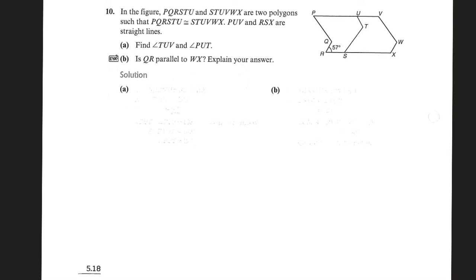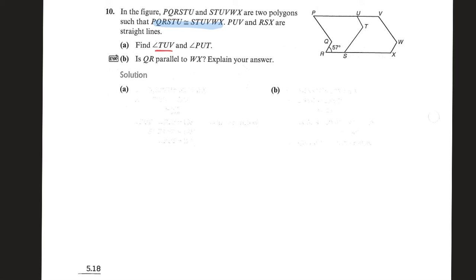Lastly, let's take a look at a harder question. This is a question with 1, 2, 3, 4, 5, 6 hexagons. The hexagons are congruent to each other. And now you are asked to find TUV and PUT respectively.